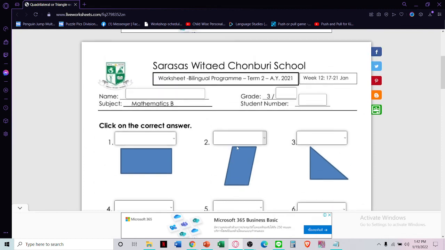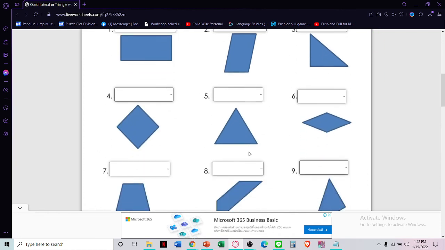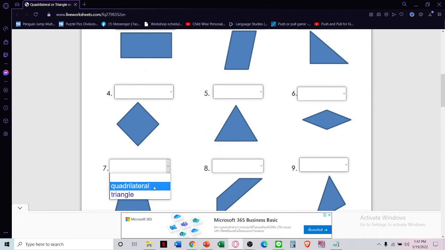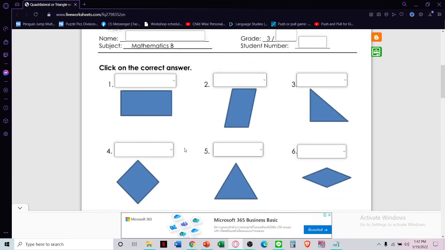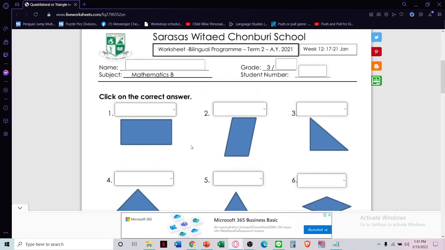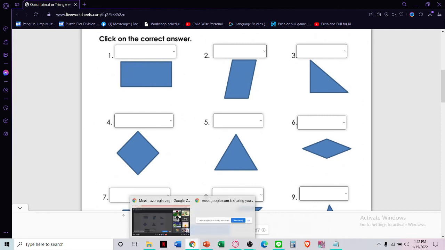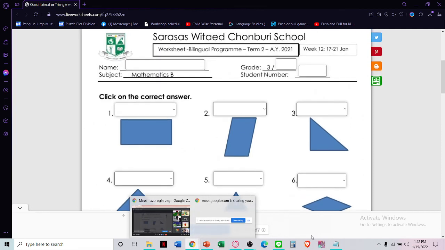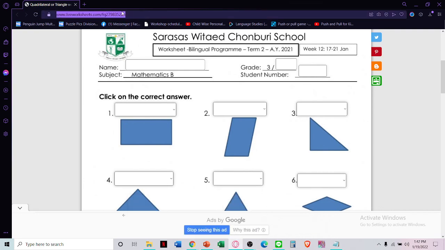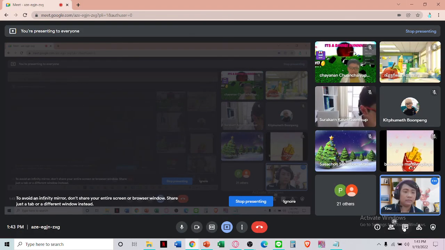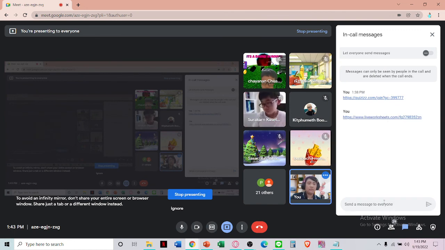Okay, now let us have our live worksheet. It's just very easy. You're just going to click whether it's a quadrilateral or a triangle. Can you see? You have the choices quadrilateral or triangle. Teacher will not teach you anymore. That's very easy, right? You can do it on your own. Okay, I'll just send it to you now. There's the live worksheet.